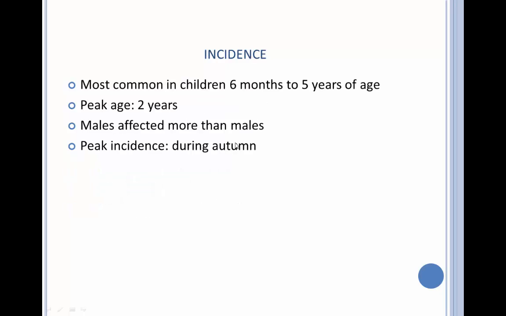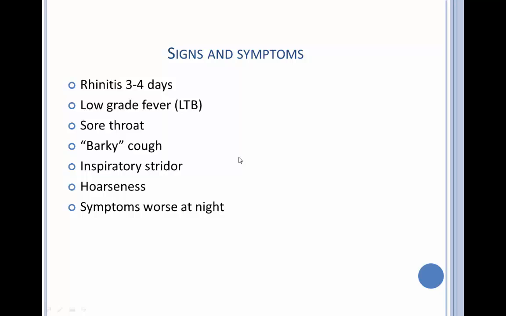These are the viruses that I discussed. It's very common in children 6 months to 5 years, and males are highly affected, most commonly in the autumn. Signs and symptoms: usually preceded by an upper respiratory infection, a barking, spasmodic cough is present. Hoarseness then occurs, commonly at night. Inspiratory stridor may be present as well.